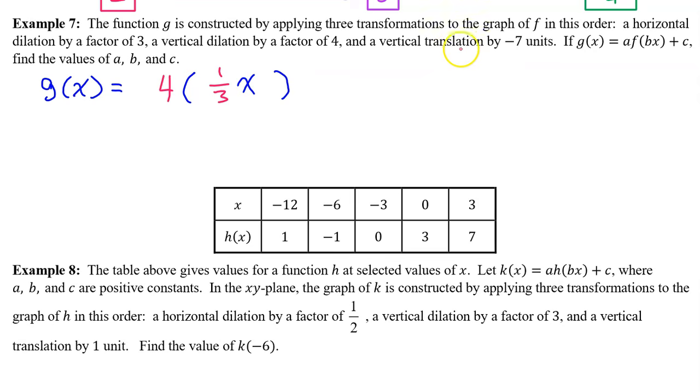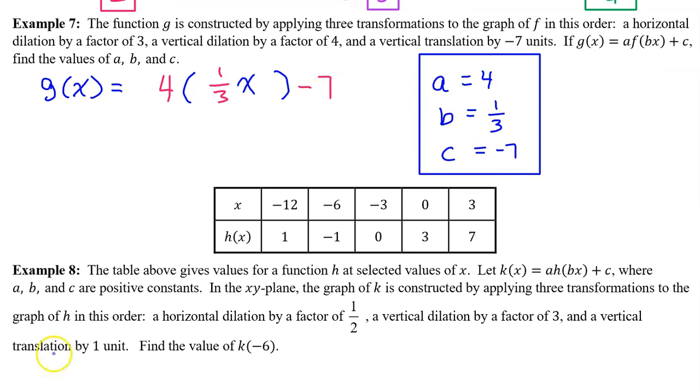A vertical translation by negative 7 units will be something outside of the parentheses because this is affecting the y values. And we'll stick that right here on the end. So that means a is 4, b is 1/3, and c is negative 7.